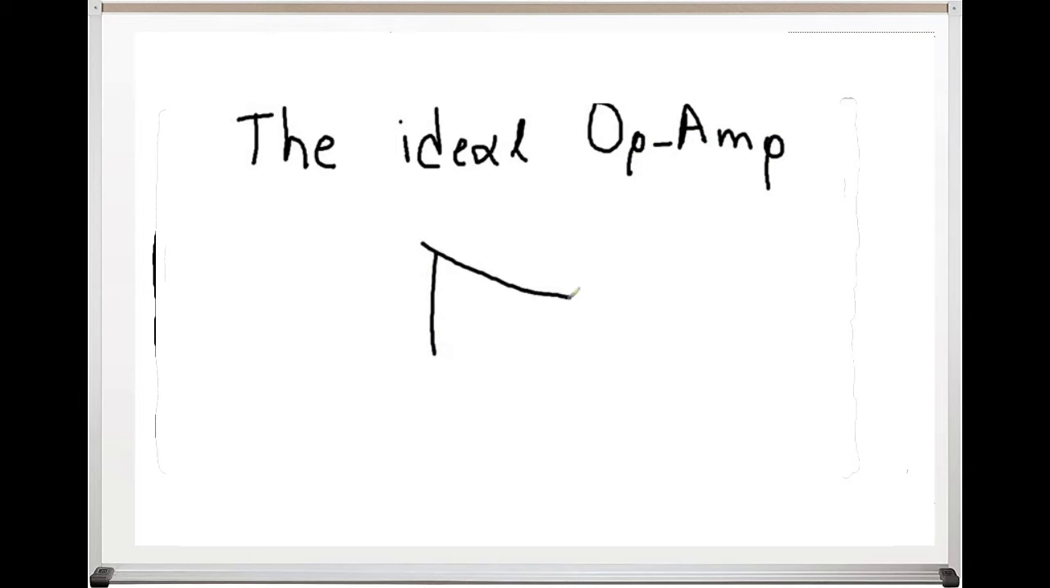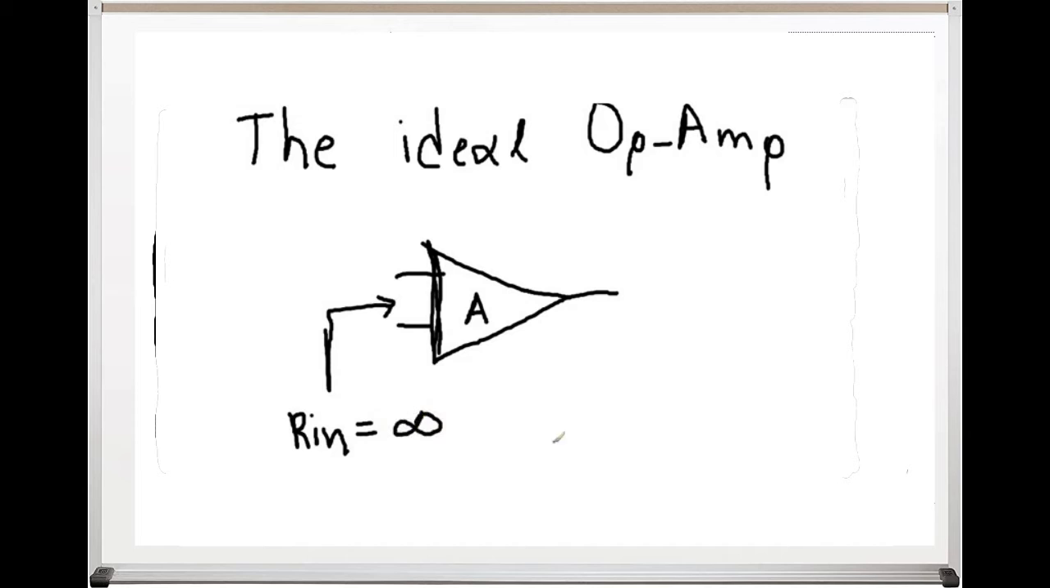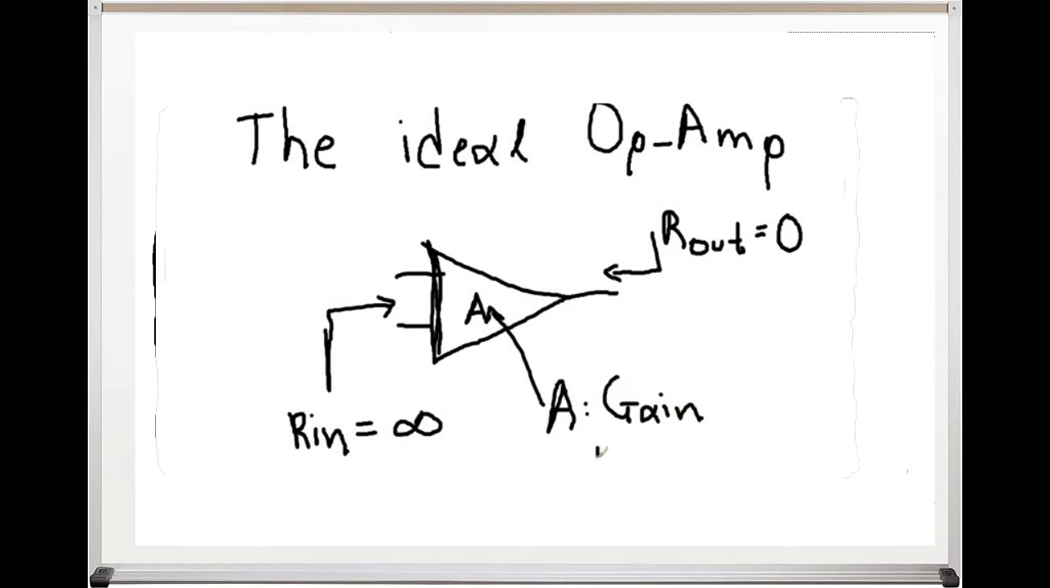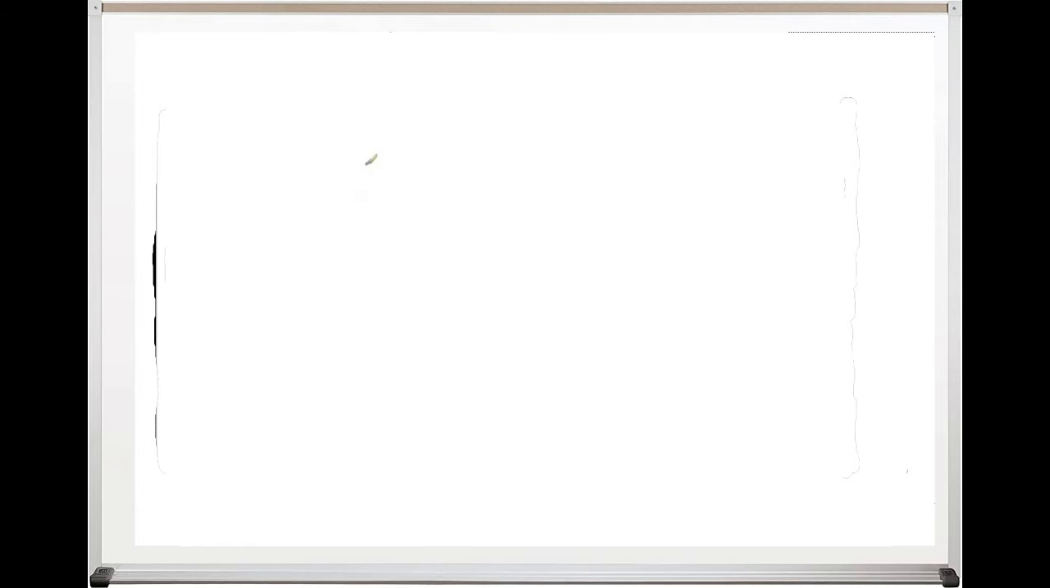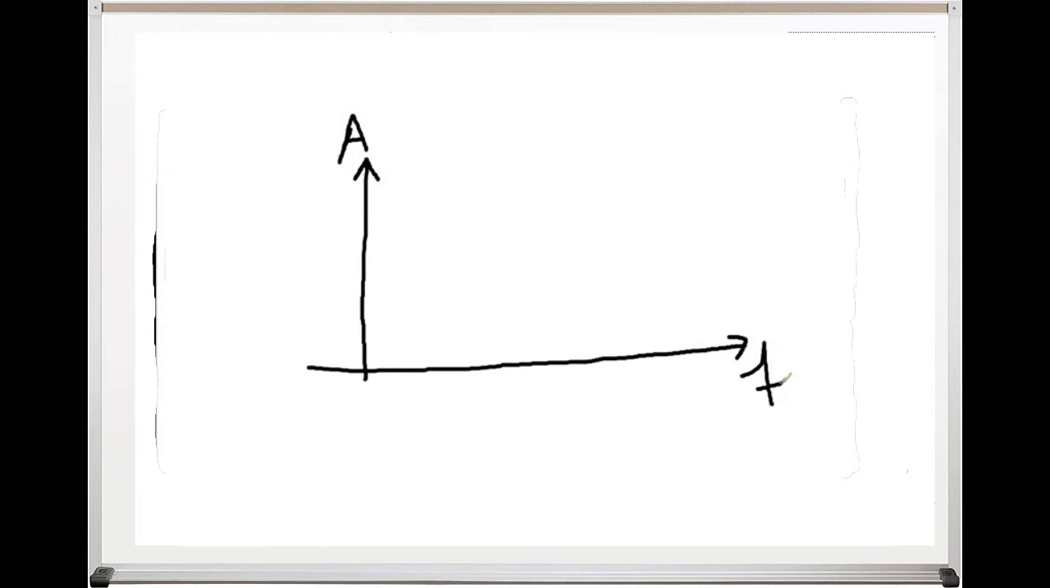The ideal op-amp has an infinite input impedance and a 0 output impedance. Furthermore, the ideal op-amp should have a gain whose value is very large and ideally infinite. What about the bandwidth? The bandwidth of the ideal op-amp is also infinite. The gain should be constant down to 0 Hz frequency and up to infinite frequency.